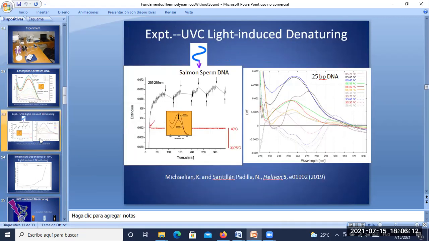Claudette? ¿Tienes una pregunta sobre esto? Okay, if you're saying that, well, temperature is, okay, then the denaturation is directly proportional to temperature, right? Well, not direct, but like an exponential, but it's proportional.